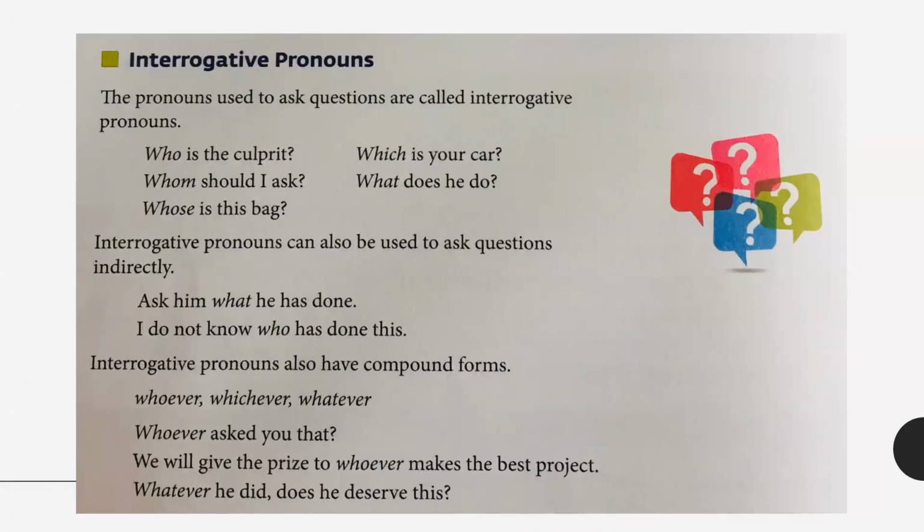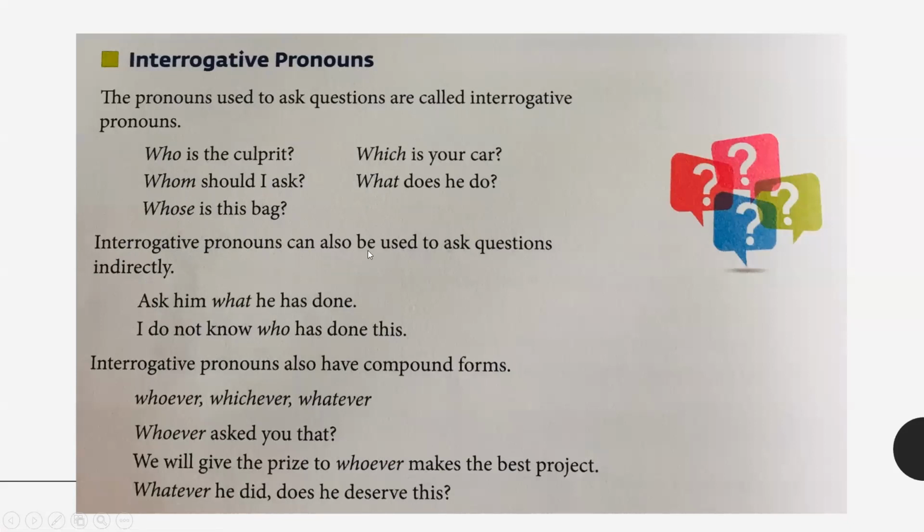Interrogative pronouns. The pronouns used to ask questions are called interrogative pronouns. Easy to remember. Interrogative means to ask questions. So the pronouns which are used to ask questions are called interrogative. Who is the culprit? So here we are asking a question by using who. Which is your car? Again we are asking a question. At the end there is a question mark. Whom should I ask? What does he do? Whose is this bag? In short, interrogative pronouns are used to ask questions by using the words who, whom, whose, which, what.